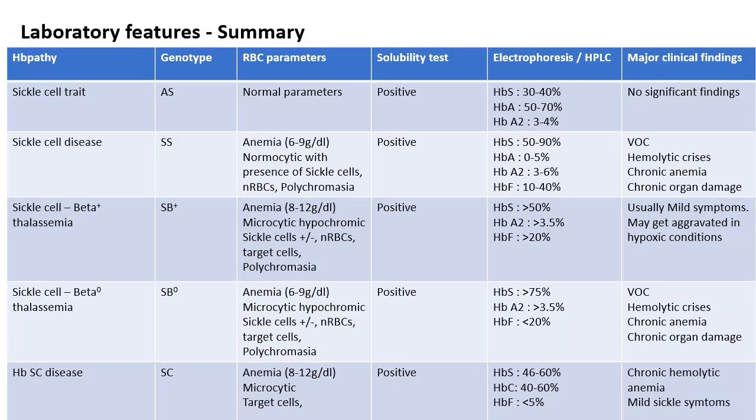HbSC, as I told, is not very common in our country. Again, it presents with microcytic cells. HbS and HbC both are present in equal proportions. These are usually milder than the homozygous sickle cell disease, but present as chronic hemolytic anemias.